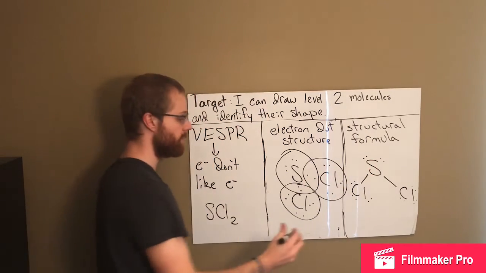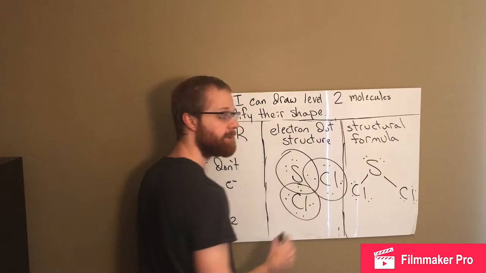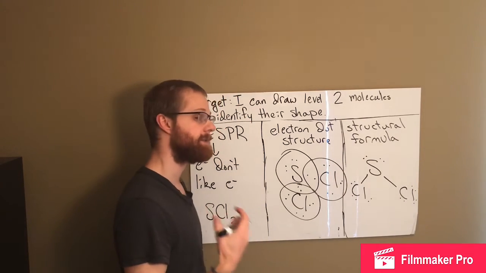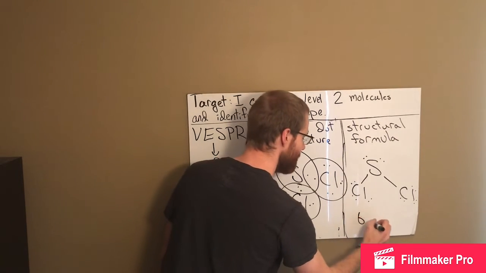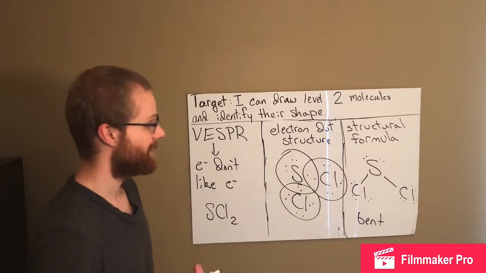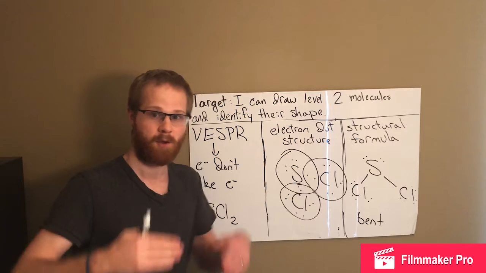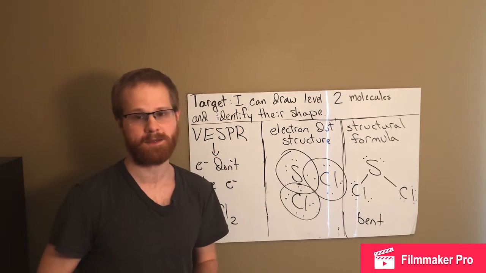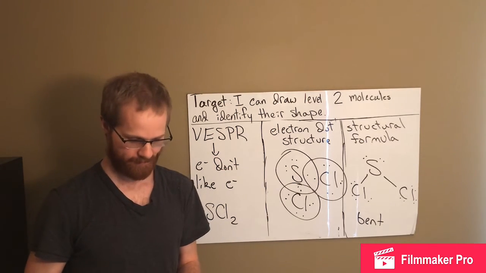Once again, remember that because there are unshared pairs of valence electrons on that central atom, it's going to have a bent shape. It's not going to be linear like carbon dioxide because of those unshared pairs pushing the chlorine bonds down into a bent shape.